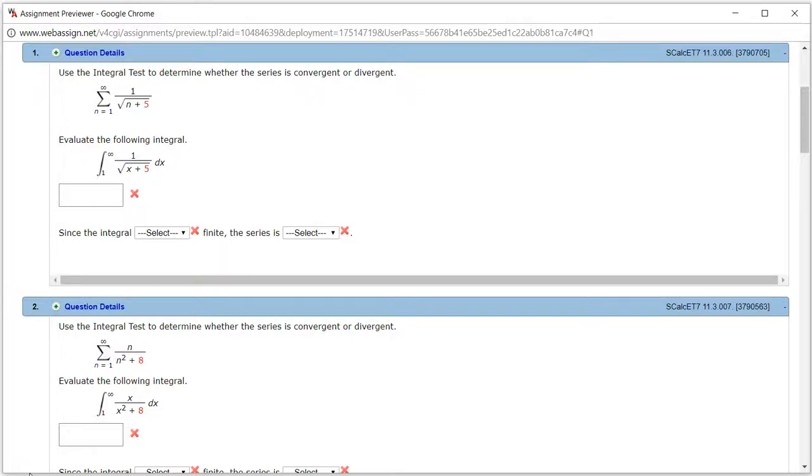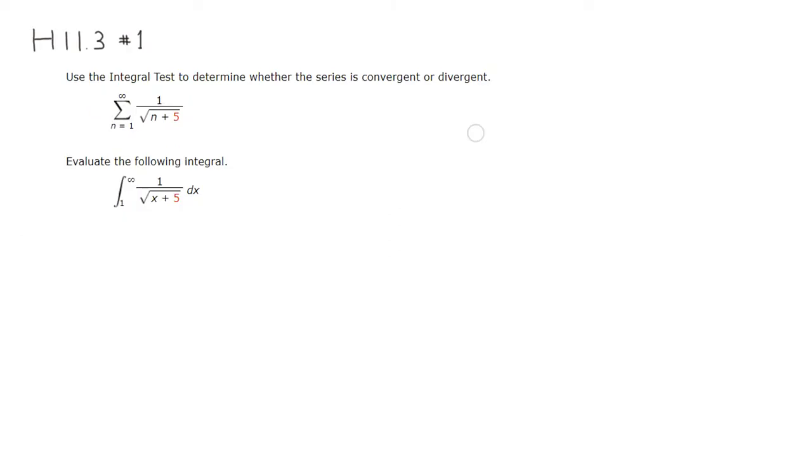Alright, let's look at homework 11.3, problem number 1. We're going to do the integral test on the following series. So let's evaluate this improper integral.